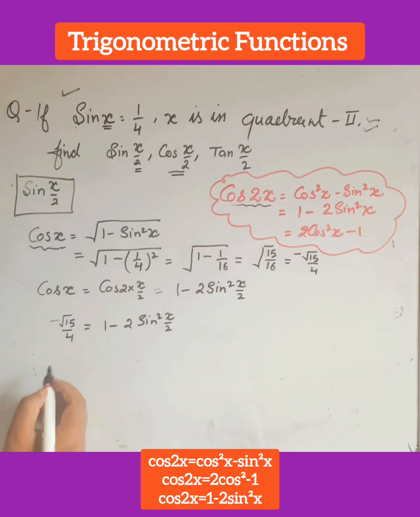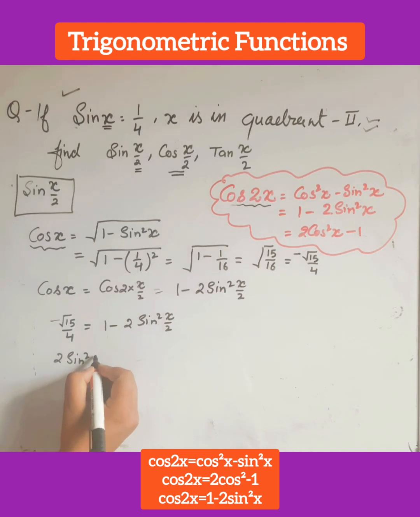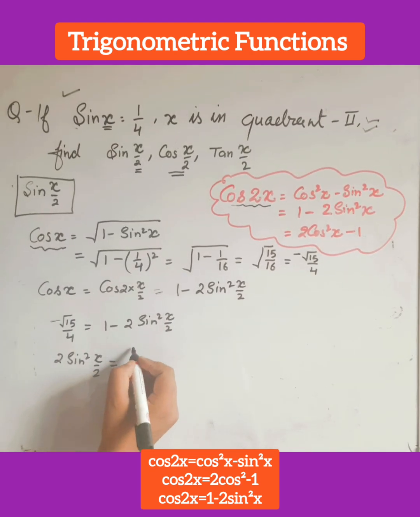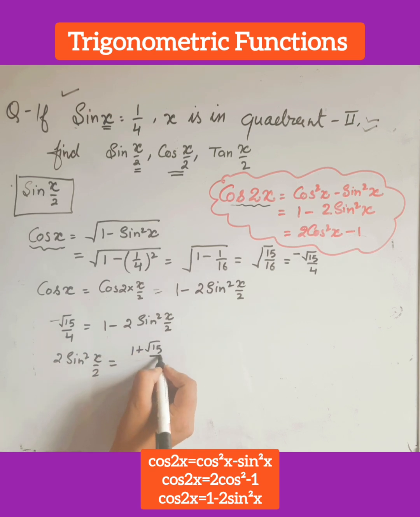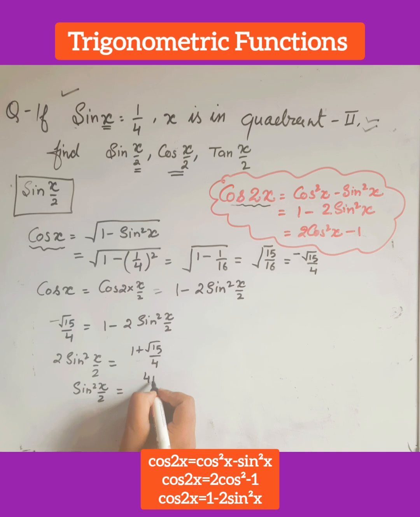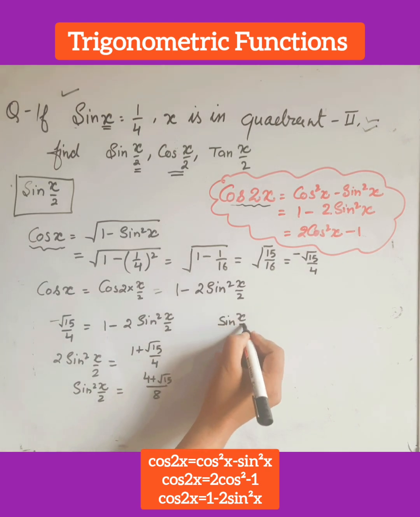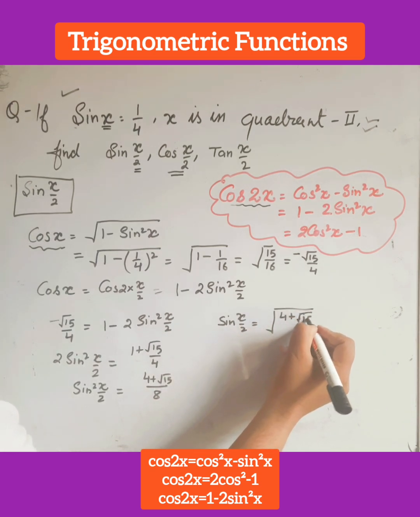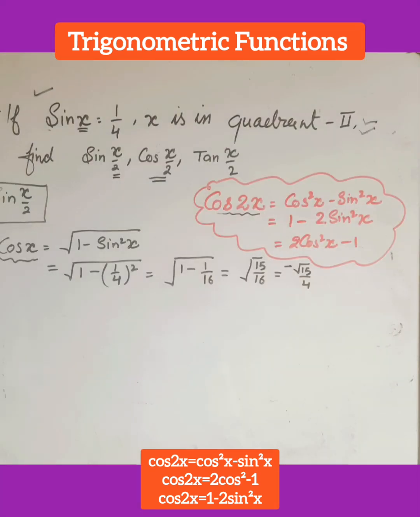Then exchange the sides. 2 sin square x upon 2 will be equal to 1 plus root 15 upon 4, and from here sin square x upon 2 will be equal to, 4 ones are 4, this can be written as 4 plus root 15 upon, this 2 will go in the denominator, so it becomes 4 twos are 8. And the value of sin x upon 2 will be the square root of 4 plus root 15 upon 8.